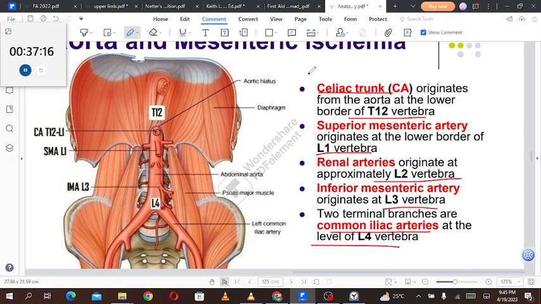Let's repeat that. So celiac trunk is originating at this level, that is T12, which means right after the aorta is coming out of the aortic hiatus of the diaphragm. Immediately after that, the celiac trunk originates at the level of T12. The superior mesenteric artery is originating just below the celiac trunk at the level of L1 vertebra. Then after that, on each side there will be renal arteries coming out. Then we have the inferior mesenteric artery at the level of L3. So between the superior and inferior mesenteric artery, we have L2 vertebra.